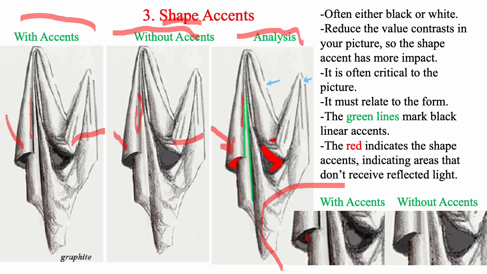If we look at them carefully down here, we can see that the shape accent is black, and the area around it is a lighter gray. Same here. This is black and this is lighter. And it looks much more sunlit or struck with light than the area if we don't have accents. And the accents are usually either black or white, and you have to reduce the value contrast so the black stands out. And it has to relate to the form.